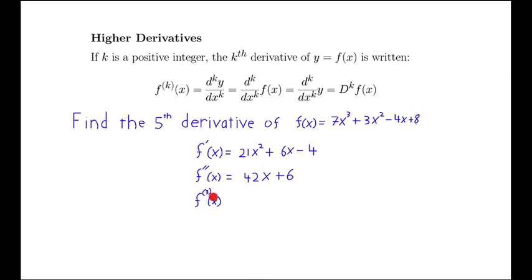Here's our notation. We're going to use a little 3 there. We're going to put parentheses around it so we don't mean power. We mean take the third derivative. In this case, it means take the derivative of the second derivative. So the derivative of 42x plus 6 is just 42.